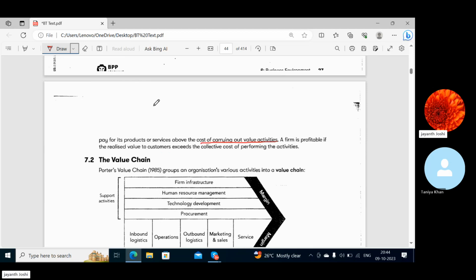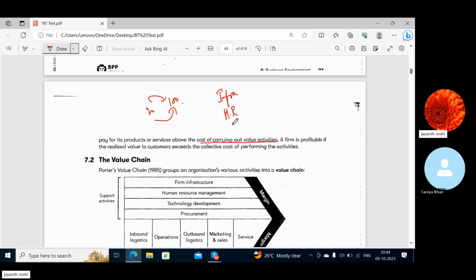So it may cost 20, but you're paying 100. But why? Because of the ambience. Because the restaurant has all those factors which create value for that product. How? They have a very good infrastructure, that means a very good ambience. They have human resource management which takes care of everything behind the services the hotel is giving to you, from billing to serving, etc.